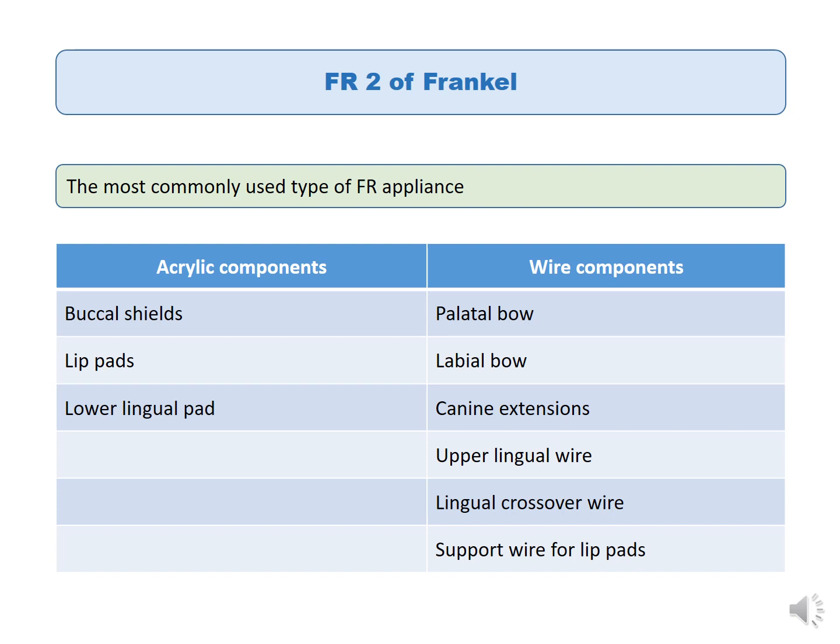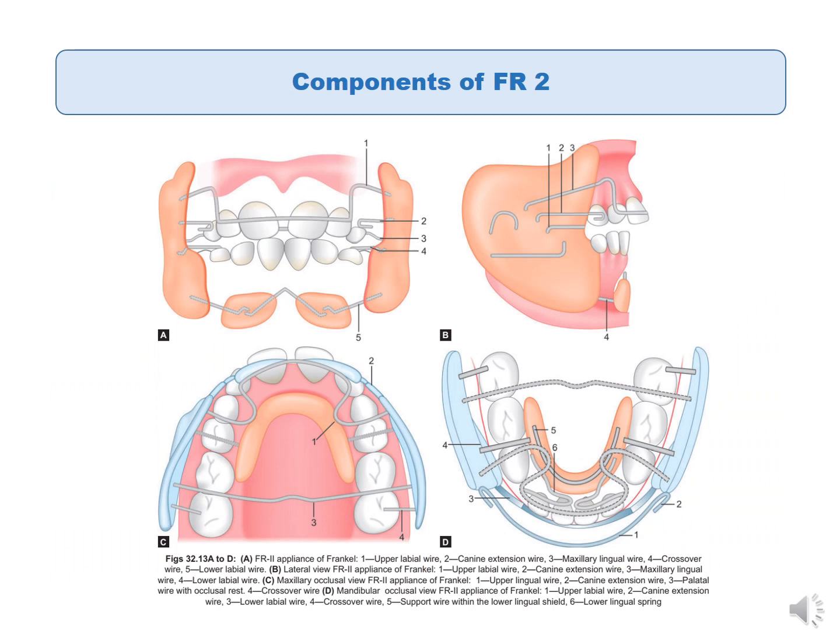The function regulator 2 of Frankel is the most commonly used type of function regulator appliance. There are two groups of components in the appliance. One is the acrylic components, which consist of buccal shields, lip pads, and lower lingual pad, whereas the wire components consist of a palatal bow, a labial bow, canine extensions, upper lingual wire, lingual cross wire over wire, and support wire for the lip pads. Here we can see some of the components of the FR2.